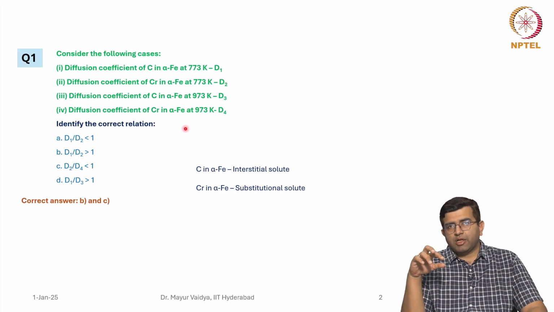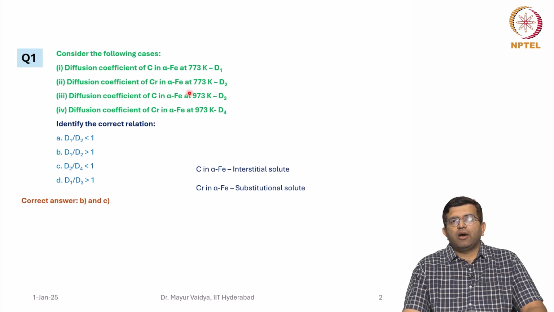But there is another comparison also. Please remember, do not forget about the temperature. So, if you see this relation D2 by D4, for example, chromium in alpha iron at 773 and 973. We know that diffusion coefficient increases with increase in temperature and therefore, D2 is lower than D4, and hence the relation C is also correct, which is D2 by D4 less than 1. And the relation D1 by D3 greater than 1 is not correct because D1 is at lower temperature. So, D1 by D3 actually should be less than 1.